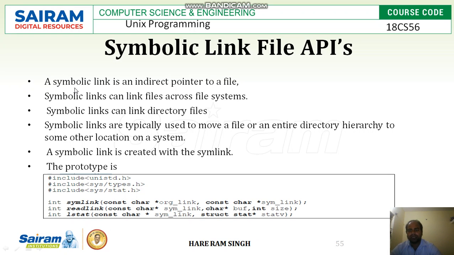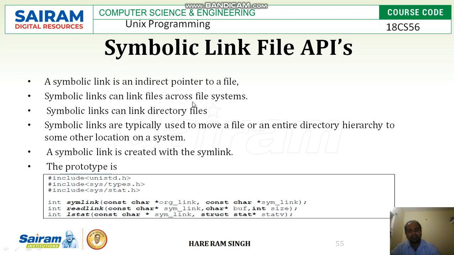What is a symbolic link? A symbolic link is an indirect pointer to a file. As I said in the previous video, if a file is created with a different name of the same file, Unix can maintain the different names of the same file, and those names will point to the same file. So that is called the symbolic link. This link points to the original file with different names.